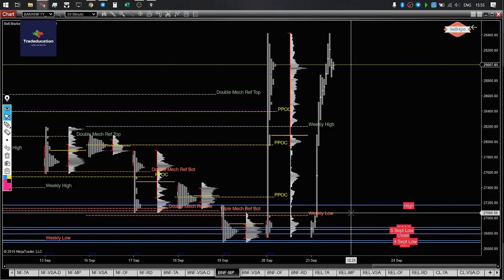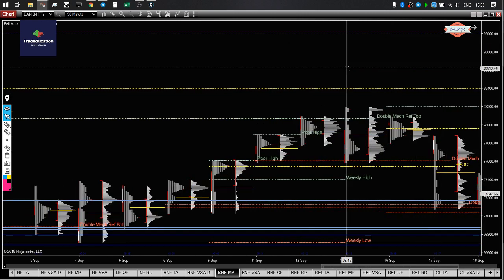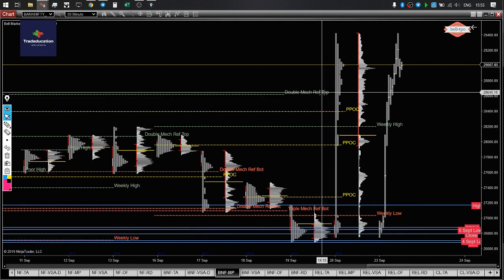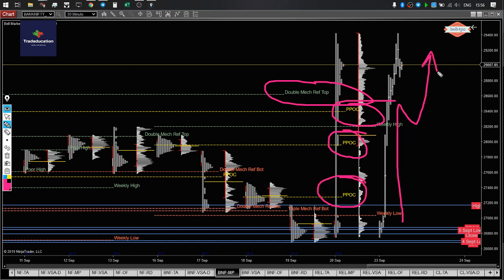But Bank Nifty also had a similar scenario like Nifty, and there were a lot of references. So this double mechanical reference, this peacock level. There are multiple peacocks which got cleared in a single shot. So this was again a pretty good auction. So tomorrow what I'm expecting is a lot of emotional buying is happening.